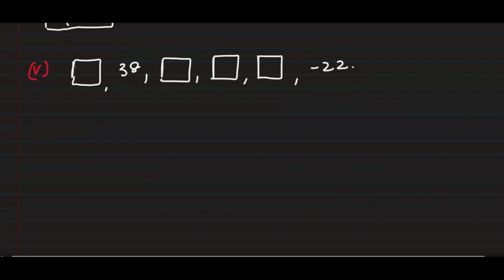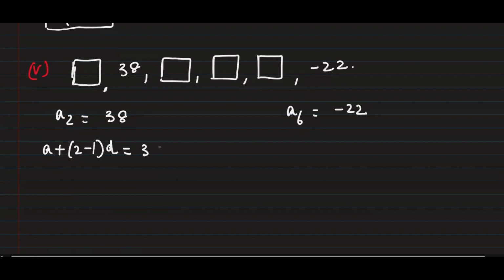See here. Here A we don't know. Okay, so we cannot start with this first term now. We'll have to start with the second term. So basically, given value is A2 is equal to 38 and also A6, that is the sixth term. A6 is equal to minus 22. Let's use this one. Now, how do I write A2 now? A plus n minus 1 into D, A plus 2 minus 1 into D, which is equal to 38.